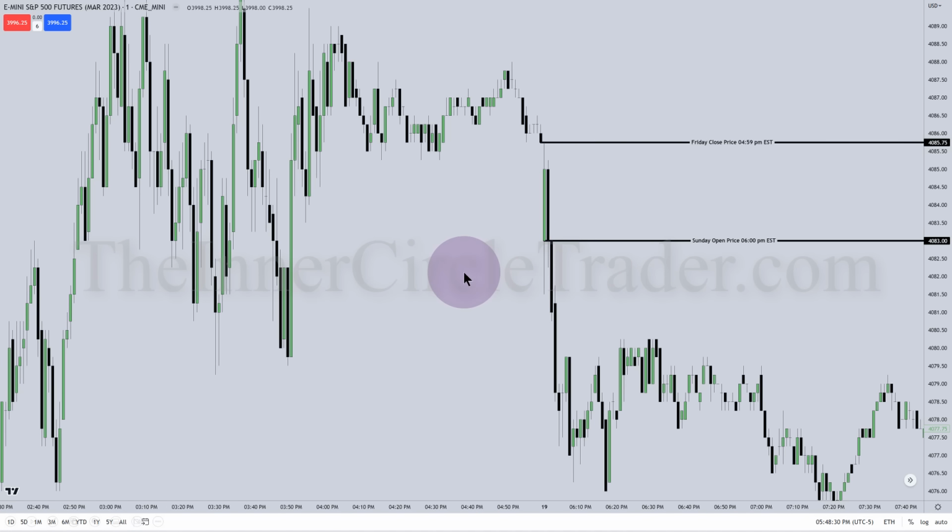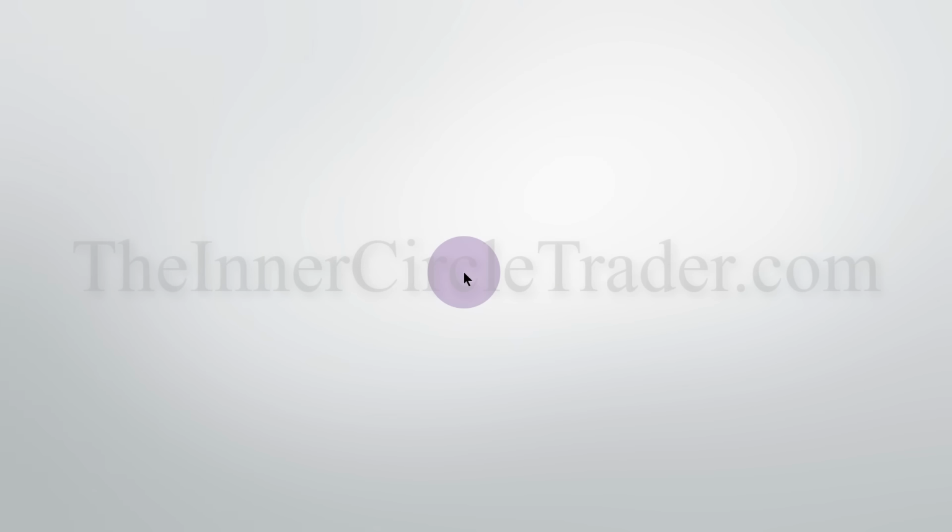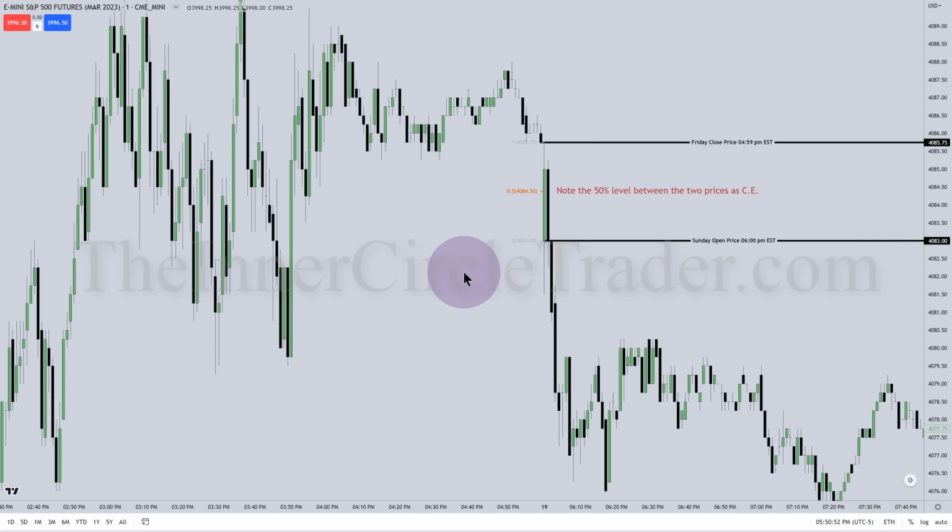We're going to take it one step further. You're going to take your Fibonacci and anchor it to Friday's closing price. And if the Sunday opening price is lower, you're going to drag the Fibonacci down to it, anchor it there, and then your 50% level, you're going to note that. That's going to be consequent encroachment. Because this is an inefficiency or gap, the midpoint of that is consequent encroachment. If it were an order block, it would be mean threshold.